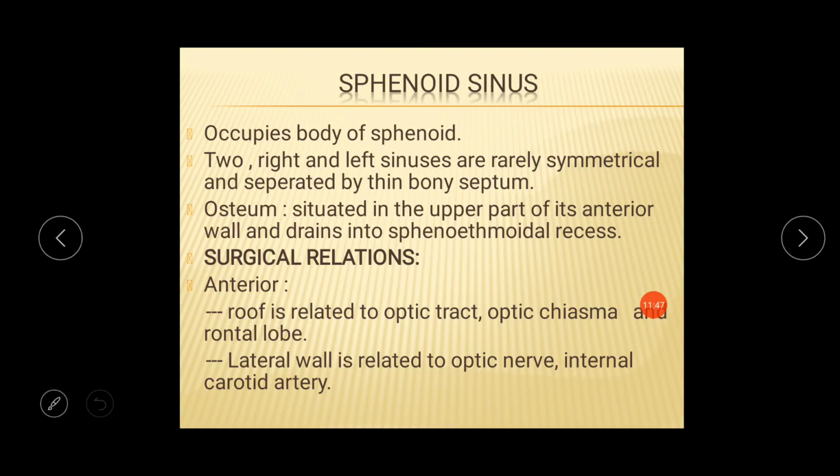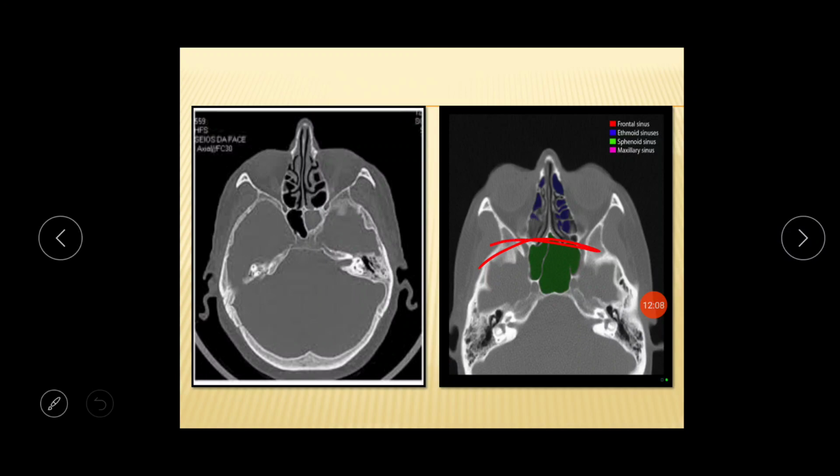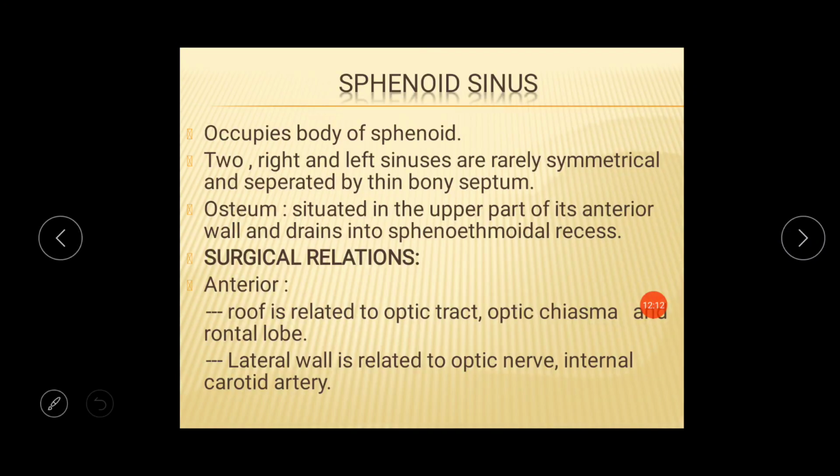Sphenoid sinus: it occupies the body of the sphenoid and is the most posterior sinus in the nasal cavity. There are two sphenoid sinuses, right and left. They are rarely symmetrical and are separated by a thin bony septum. The ostium is situated in the upper part of its anterior wall and drains into the sphenoethmoidal recess. On the anterior wall of the sphenoid sinus, there is the ostium of the sphenoid sinus situated in the upper part, and it drains into the sphenoethmoidal recess.